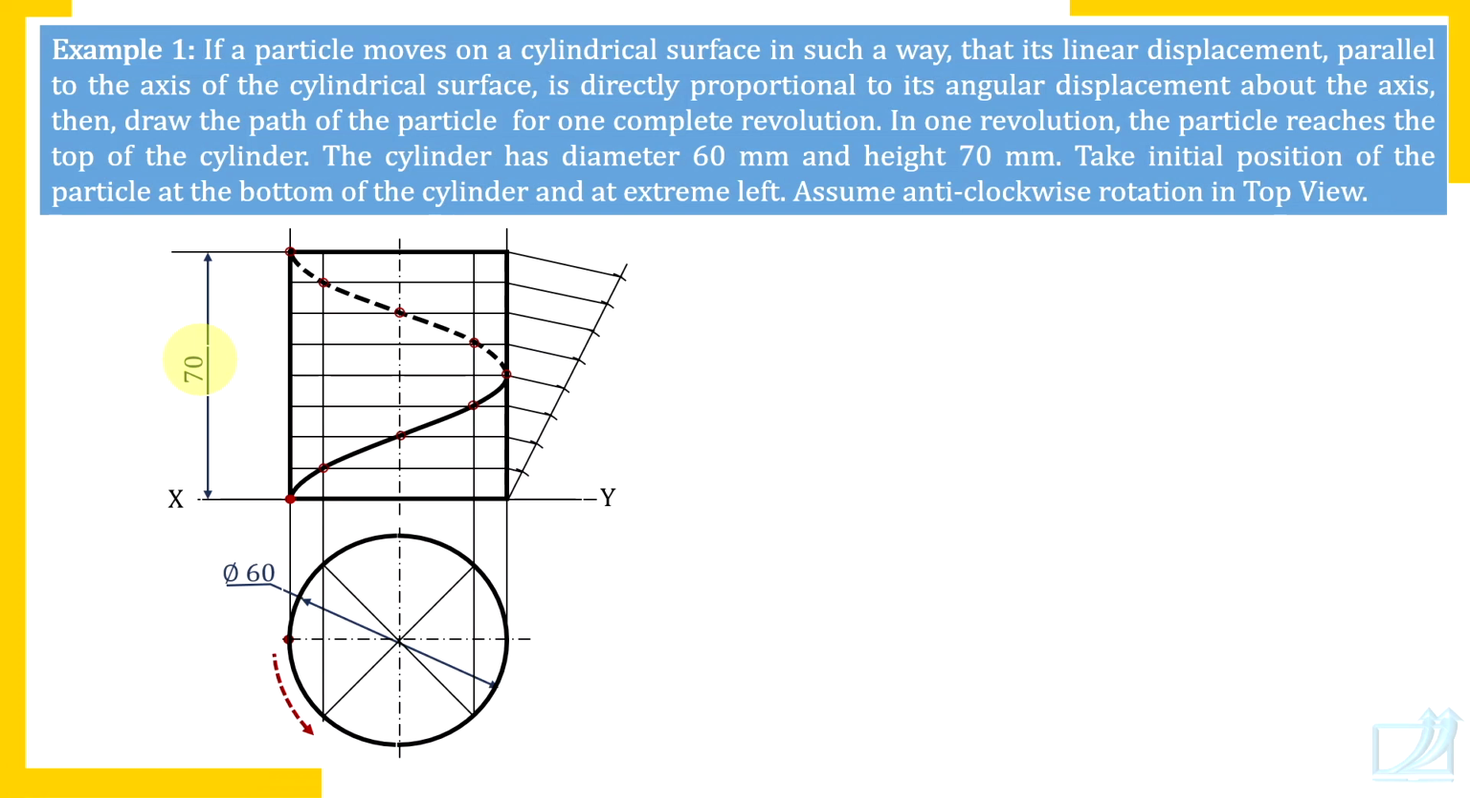It's very easy to draw helix. Divide the circle in the top view in 8 parts and divide pitch in 8 parts. We don't divide height of the cylinder in 8 parts. We divide pitch of the cylinder in 8 parts. Sometimes, like in this problem, height of the cylinder and pitch of the helix are same.